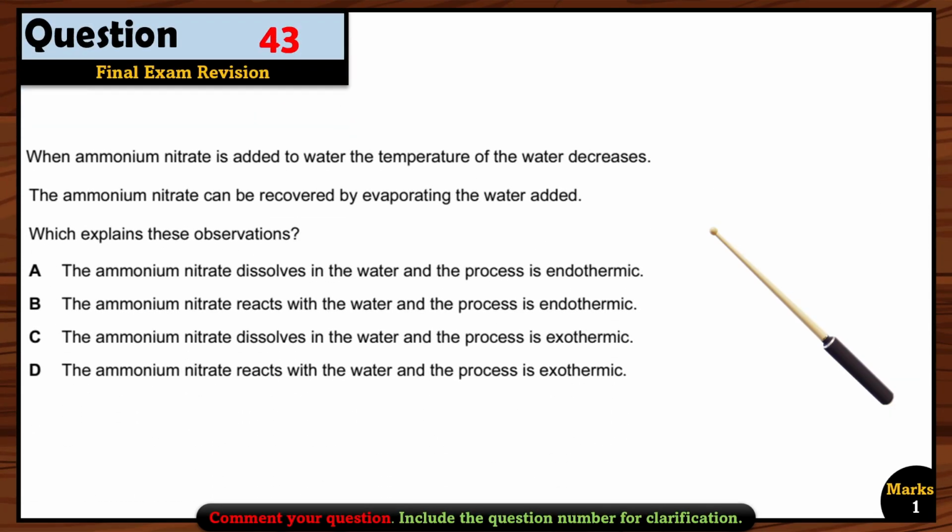Let's see another example. When ammonium nitrate is added to water, the temperature of the water decreases. Again, the student will think, okay, the water temperature has decreased. What does it mean? It means all the heat is given out, right? So it is exothermic. No. If you see the word, again I'm telling you, the word temperature, it means they are talking about the surrounding.